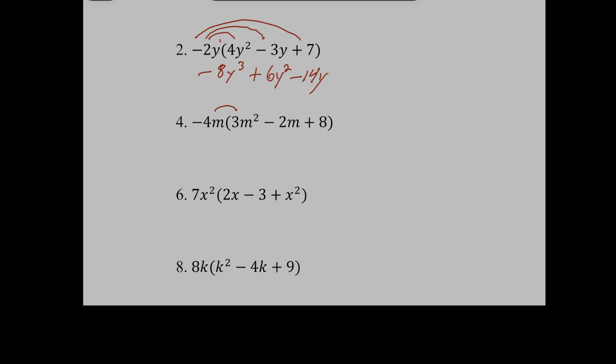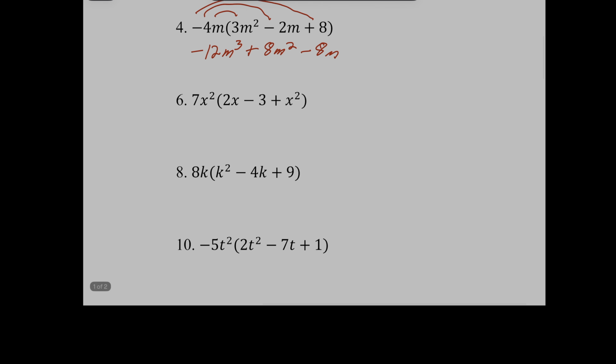Going on, boom, negative 12m to the third power. Boom. Plus, because it's a negative times a negative, 8m squared. And lastly, I get a negative 8m. Going on, number 6.